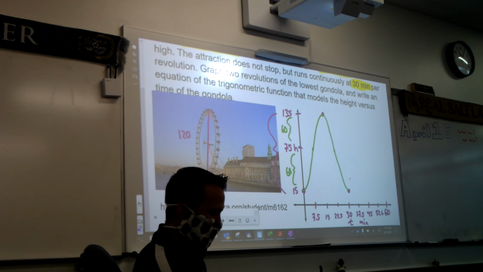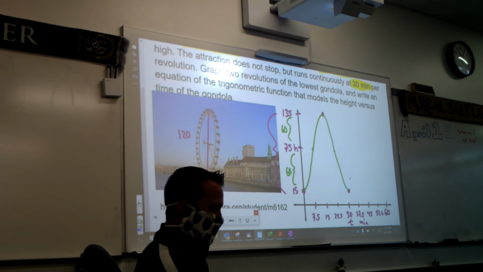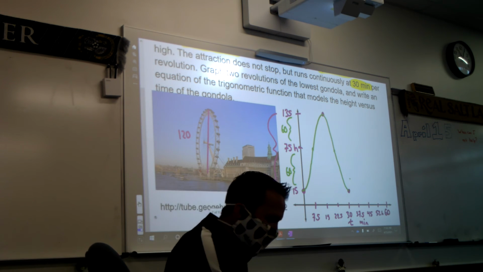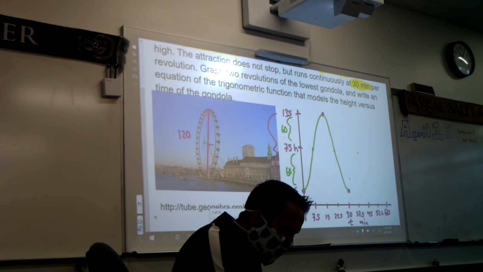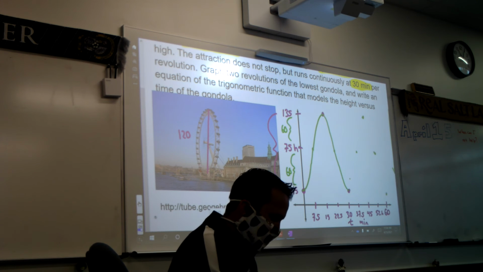What is 45 plus 7.5? 52.5. So now we're going again. At the midpoint, we'll be halfway up at 37.5. We'll be all the way up at 45, and then halfway down here, and then back.